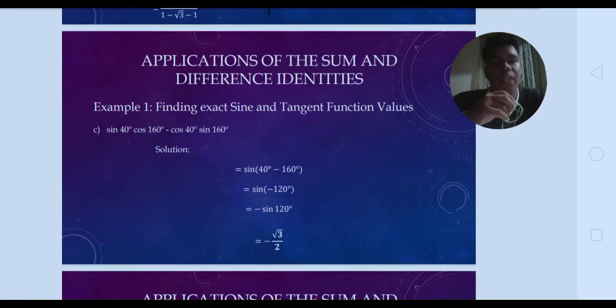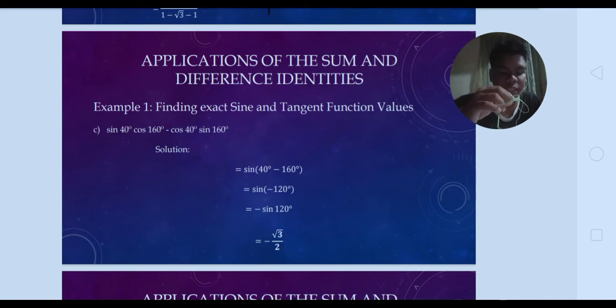Another problem that we need to find the exact value of is sine 40 degrees times cos 160 degrees minus cos 40 degrees times sine 160 degrees. As you can notice, this problem is a sine difference identity. Therefore, here is the solution. Sine 40 degrees minus 160 degrees, which is the identity expanded from our problem: sine 40 degrees times cos 160 degrees minus cos 40 degrees times sine 160 degrees.